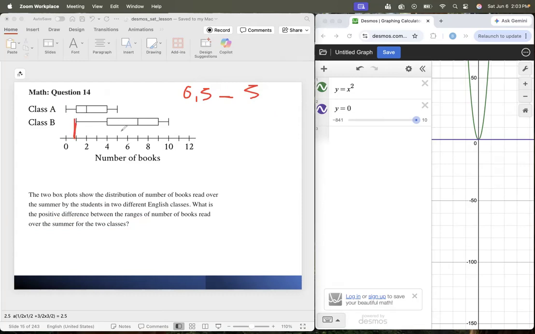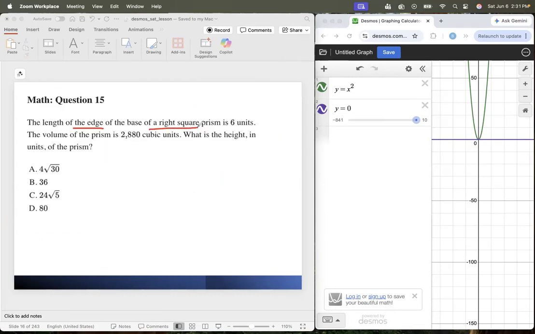Here, B, you have 1 and 10. So 10 minus 1 is 9. Therefore, 9 minus 5 is 4. The difference between them is very important, that you answer the question you're being asked, not just the number. That's the difference. And therefore, the answer choice is 4.